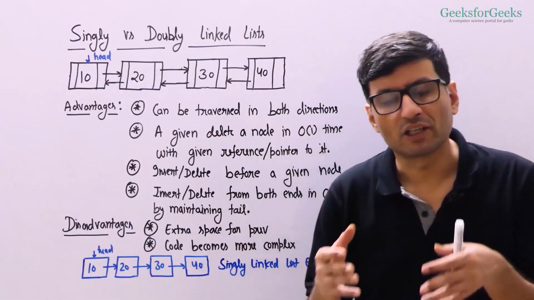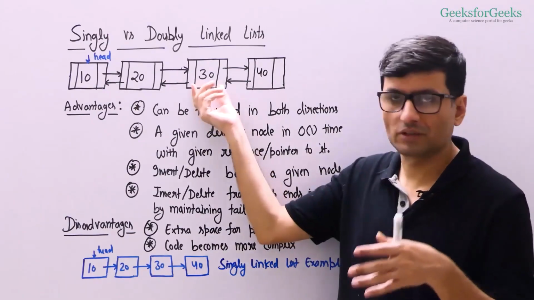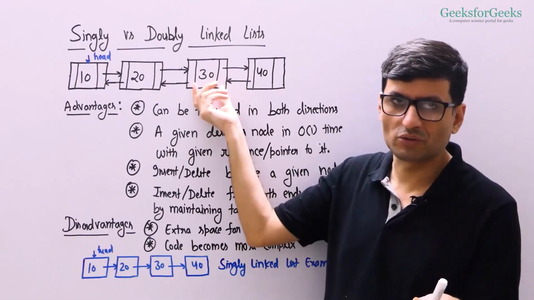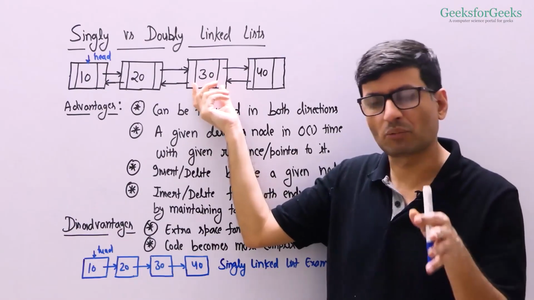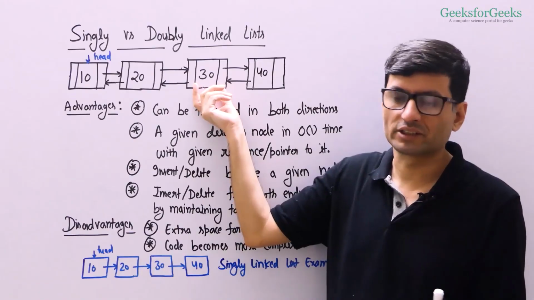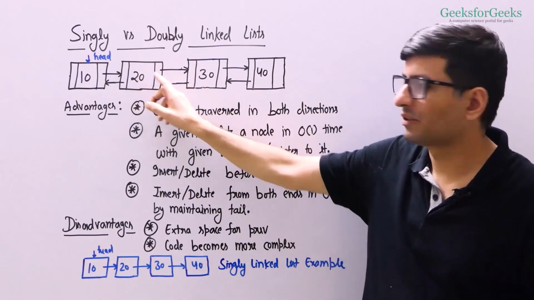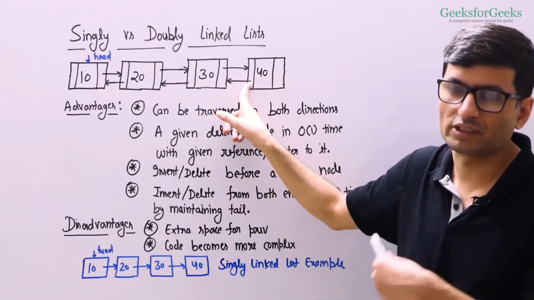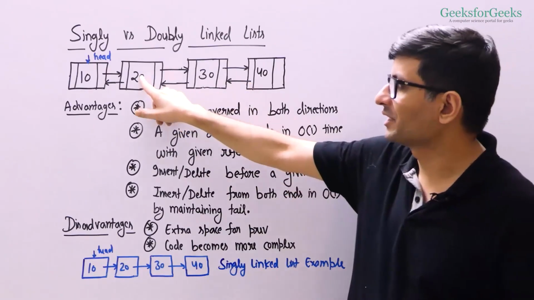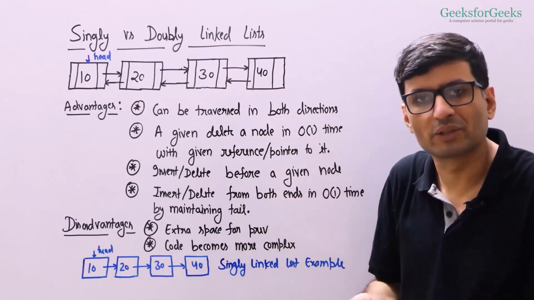We can delete a given node in big O of one time. Suppose I am giving you reference to or pointer to this node and I ask you to delete this node. It's possible to delete this node in big O of one time in a doubly linked list. You can get the previous of this using previous reference or pointer. You can get the next of it using next reference or pointer. You can change the next of it and you can change the previous of it. And that's how this node is deleted in big O of one time.